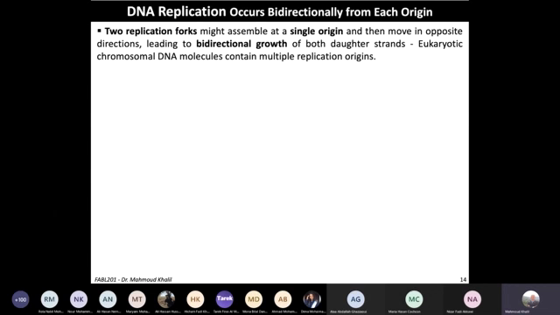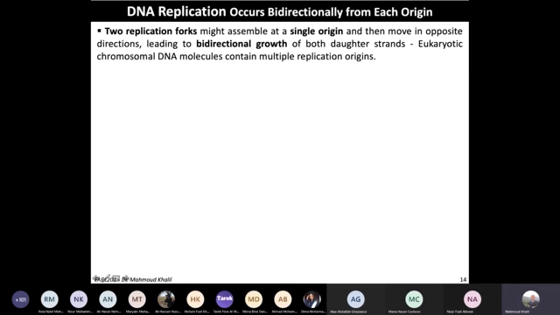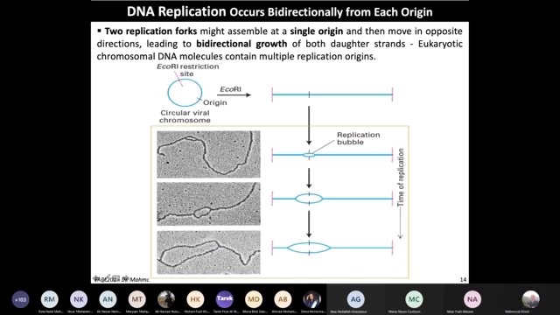So basically, replication is not occurring only in one direction. It occurs bidirectionally from one origin. So normally we have two replication forks. They assemble at one single origin of replication and then move in opposite directions, leading to what is called bidirectional growth or replication of both daughter strands. So actually the eukaryotic chromosomes have multiple replication origins.